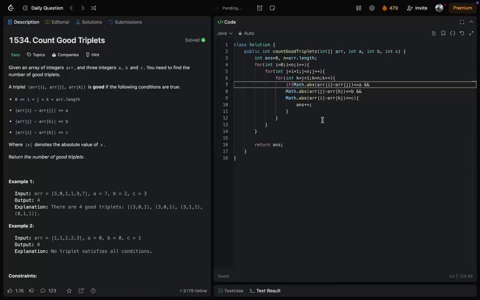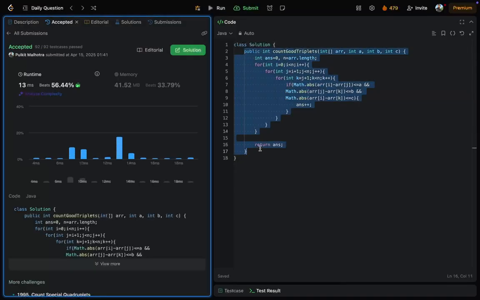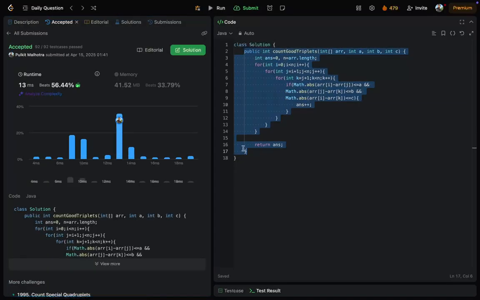In between, let's talk about time and space complexity. So we are using n cube time complexity and space is constant.